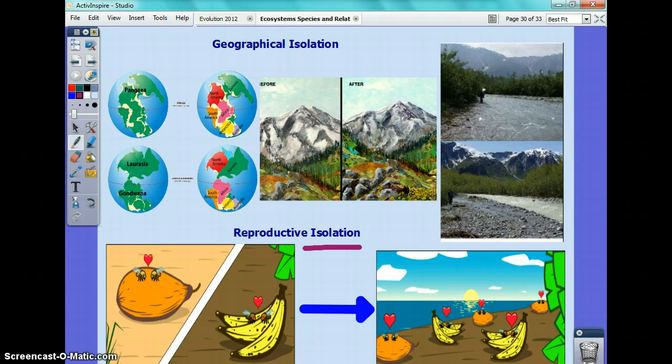Their physical traits might change. Their physical traits might change due to what? Their genetics. It's a change in genes within a population over time. That's the full description, okay? And reproduction must be involved.